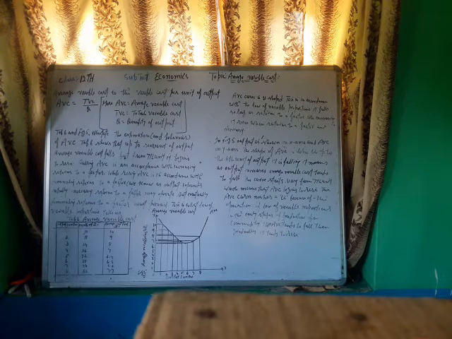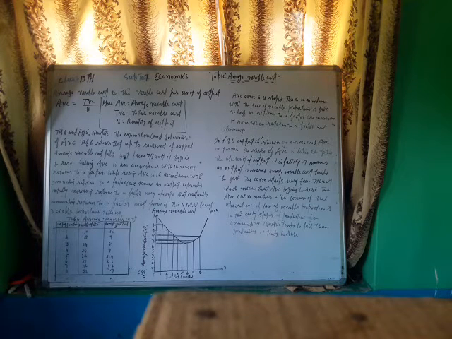When output is 3, variable cost is 24 and average variable cost is 8. It is 24 divided by 3. Same way, when output is 8, variable cost is 62, average variable cost is 7.7.